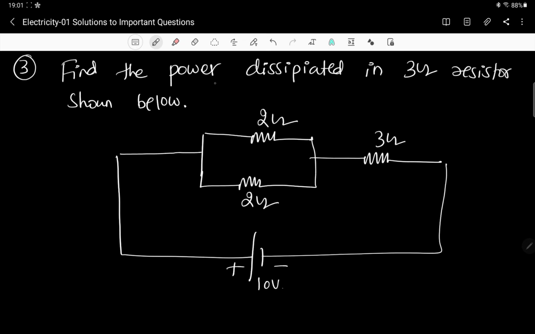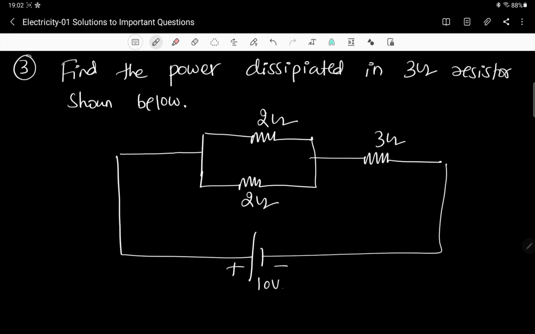Now they are asking, find the power dissipated in 3 ohm. Alright, so to find the power, how many things do you need, you know about that. Power has different formulas: VI, I square R, V square divided by R. So these are the 3 formulae that we have. Let us look at this, and whichever comes earlier, we'll be using that formula.